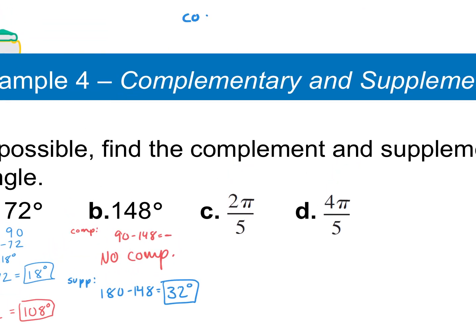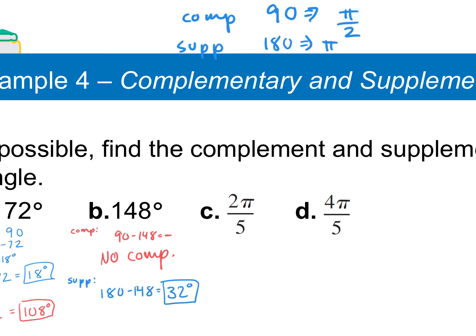So complements we know add up to 90, but what's 90 in radians? Pi. No, half pi. Pi over 2. And supplementary add up to 180. So what's 180 in radians? Pi. So we're doing the same thing. It would just be pi over 2 minus whatever angle it gives us.